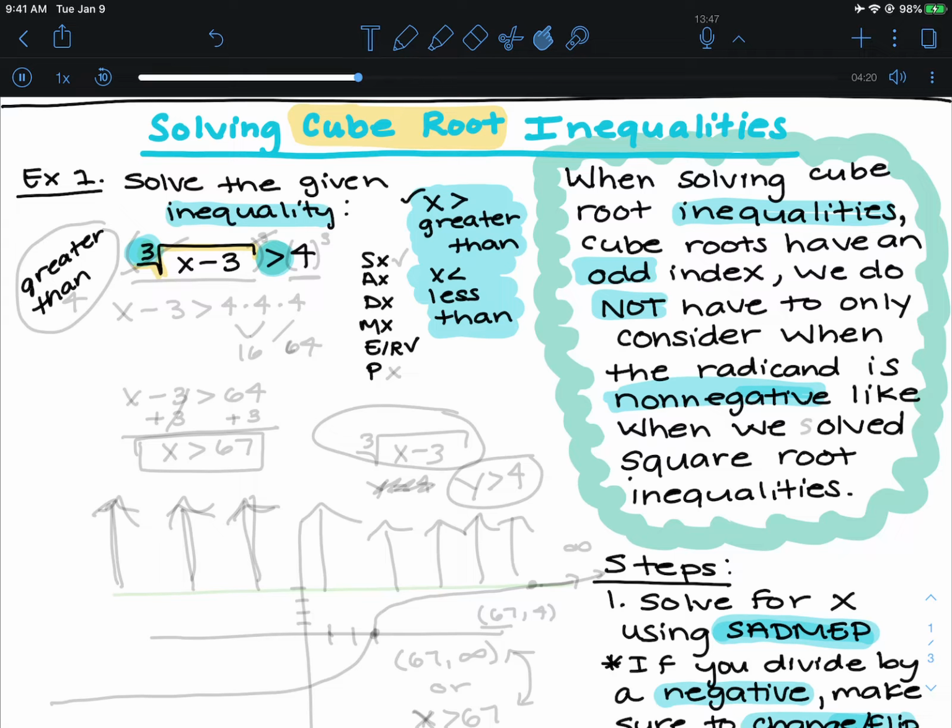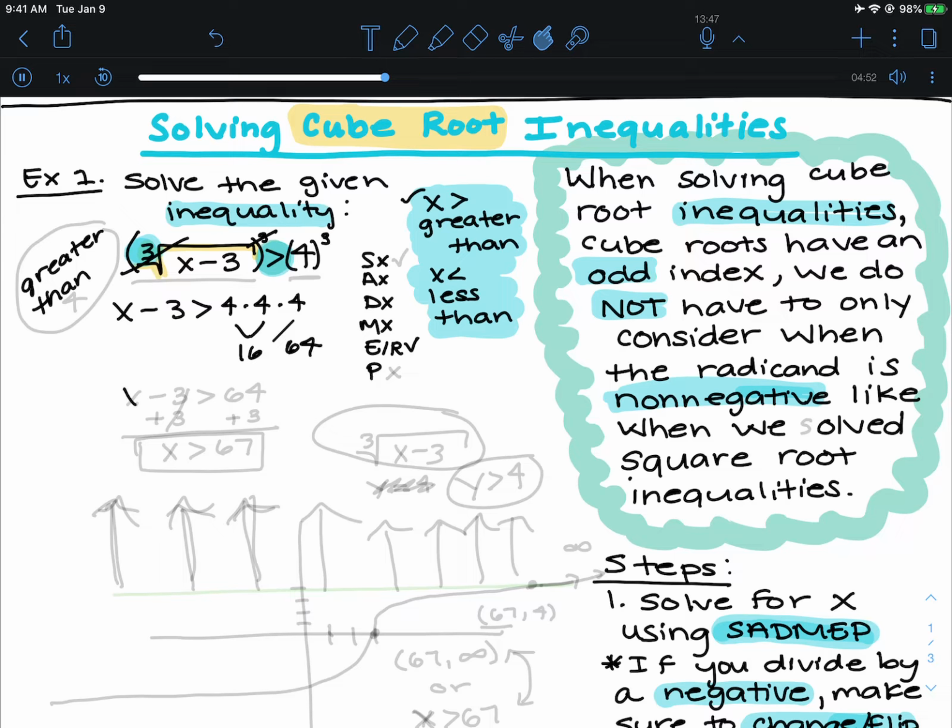Right? So how do I get rid of an index of 3? Well, we raise it to the power of 3. And what I do to one side, I do to the other. When I do that, this and this cancel out, meaning that I'm now going to have x minus 3 is greater than 4 to the power of 3 means 4 times 4 times 4. 4 times 4 is 16 times 4, it is 64.